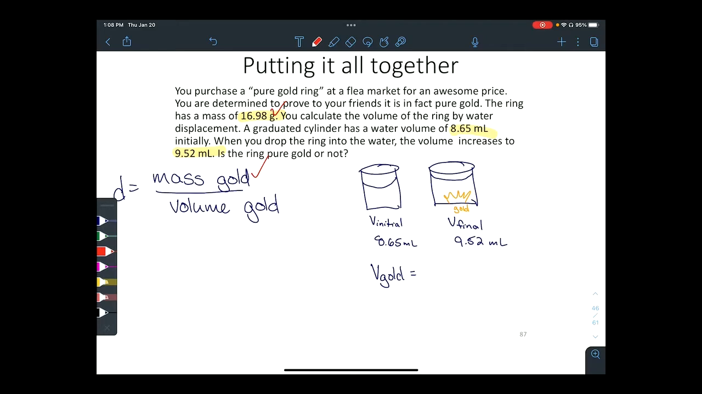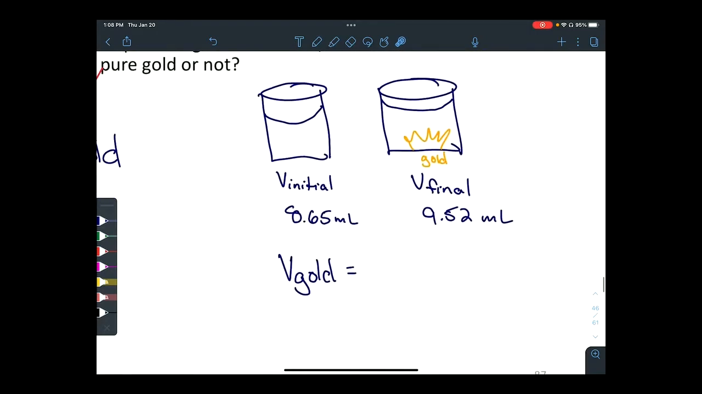So I have a container of water at a certain initial water volume. Once I put that ring into the water, that ring will displace some of the water to a higher level. That's the picture that I drew here, that our water is initially at 8.65, and then once I throw the gold ring in, it increases to 9.52. So the difference between these two values will be the volume of the gold ring.